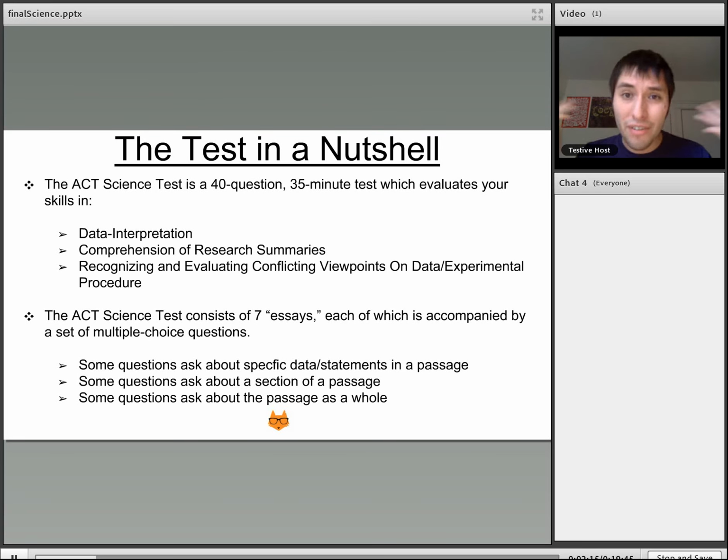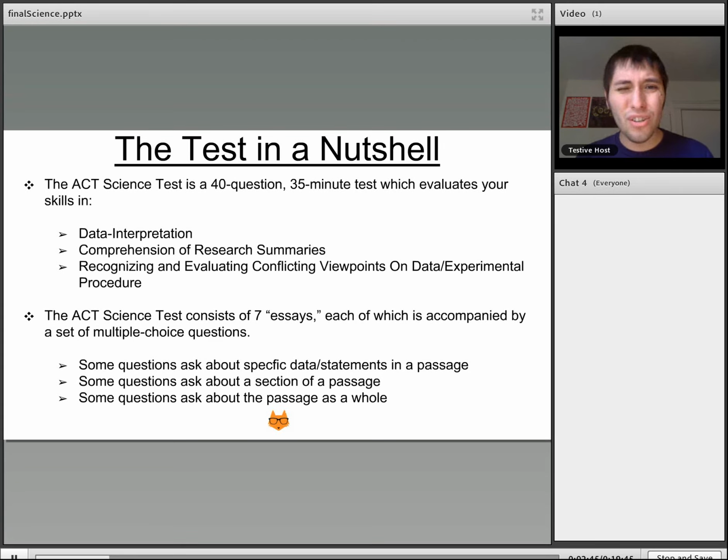There will be 7 of these passages, these ACT science essays, and each of them is going to be accompanied by a set of multiple questions that are going to be asking about specific data or statements in a passage sometimes, others about entire sections of the passage provided, others about the passage as a whole. This is much like the ACT reading test, if you're a little bit more familiar with that one. That means that it's going to look a lot like it, but then a little different.